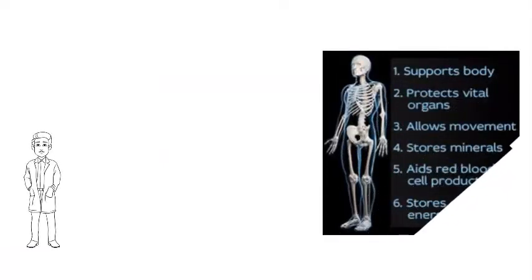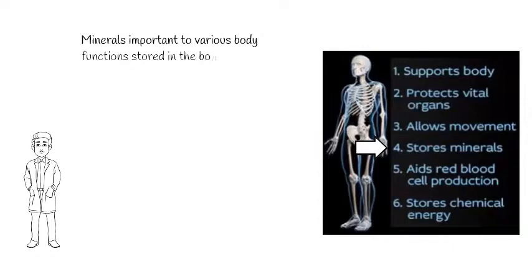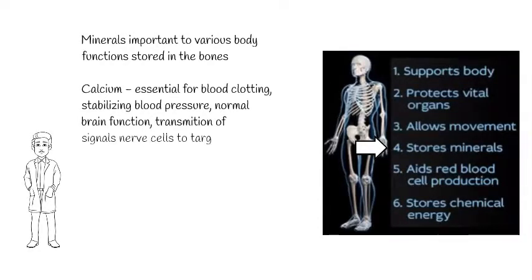Minerals important to various body functions are stored in the bones and released when needed. Bones serve as a reservoir for calcium and phosphorus and other essential minerals for various cellular activities throughout the body. Calcium, for instance, is essential for blood clotting, stabilizing blood pressure. It contributes to normal brain function, and it's critical for communicating essential information among cells. Calcium is needed for the release of chemicals that transmit a signal from a nerve cell to a target cell. For example, when a nerve tells a muscle to move.